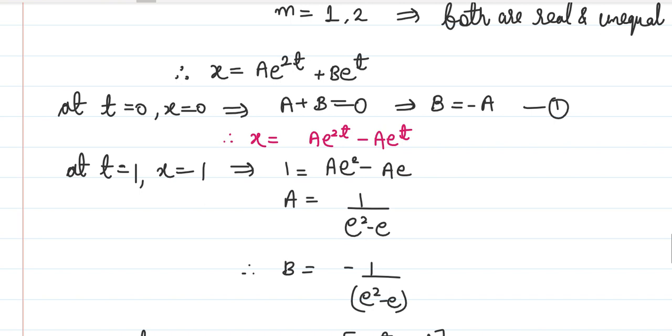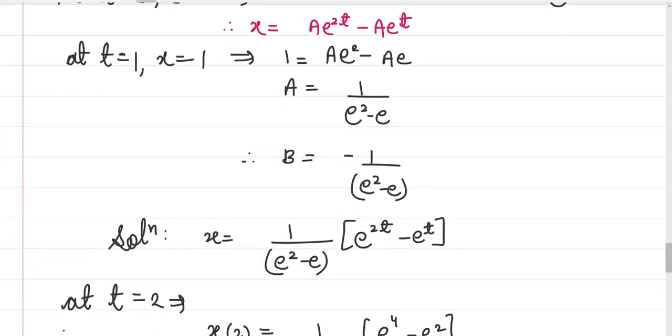Now the second condition is given to you, t equals 1, x equals 1. So put x equals 1 and t equals 1 and you are going to get the value of a as 1 upon e square minus e. And guys, one more thing here, b is going to be minus a. So b is going to be minus 1 upon e square minus e.